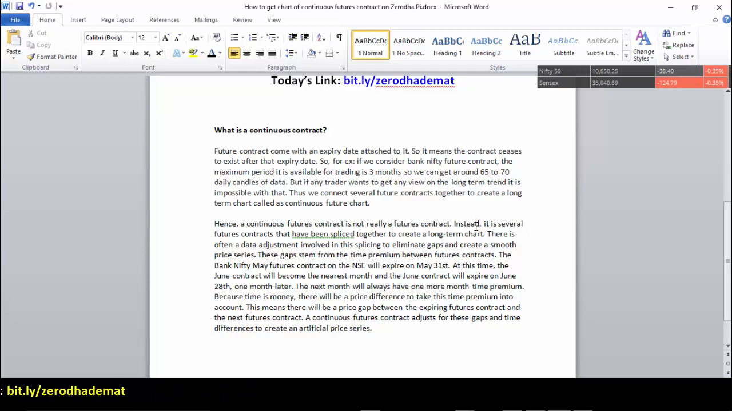So this month our nearest future contract is May. Next month it will be June. Next to next month it will be July and so on. But in a continuous chart we will only have Nifty near month contract or Nifty 1 or Nifty F1, whatever each and every chart terminal names it. Previously these kind of charts were not available to any Indian brokers.